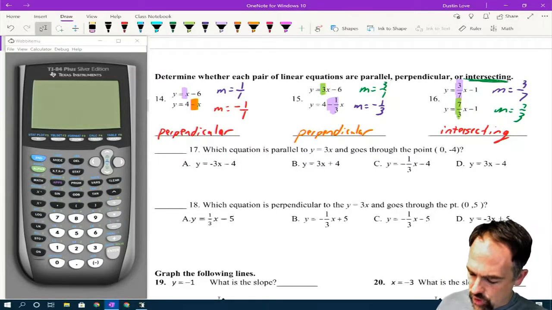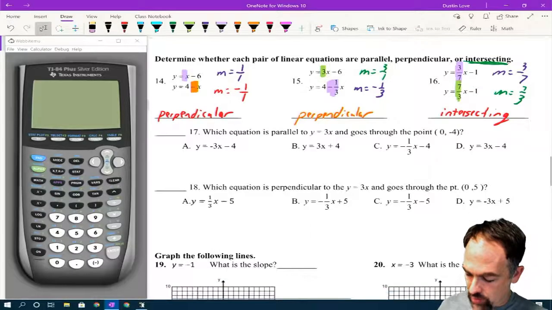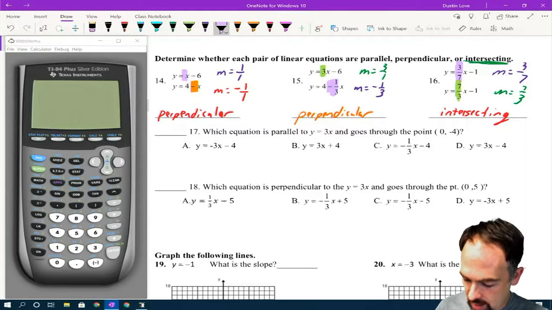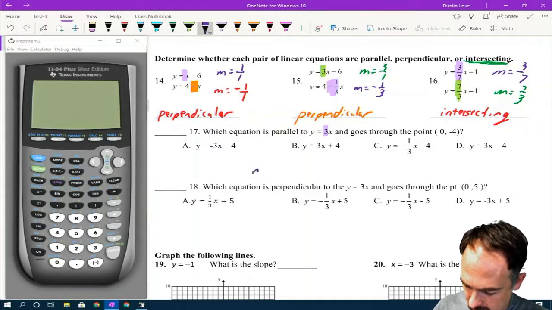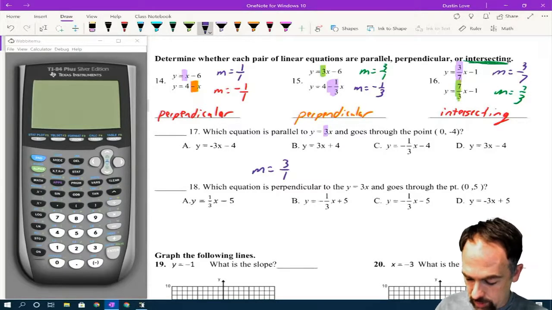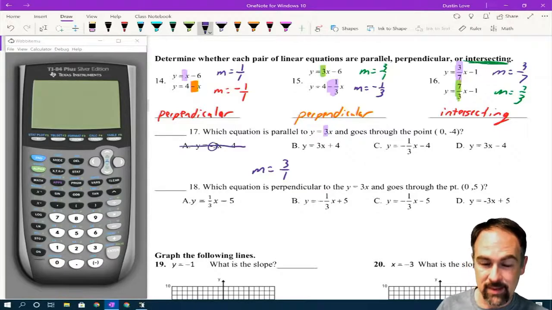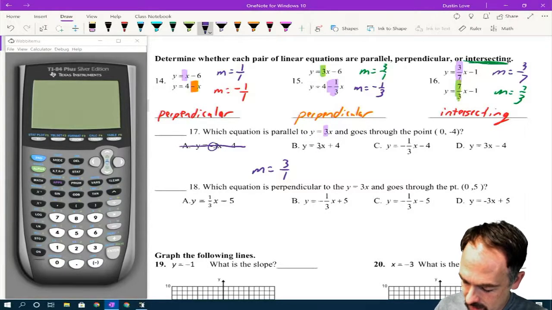Okay, 17. Which equation is parallel to y equals 3x? Now, I'm going to use process of elimination here because I have multiple choice. Now, if it's parallel to, that means my slope has to equal positive 3 over 1. So let's go through here and look at them. A has got a negative 3. That means it can't be it. The slope has to be 3. Here I've got positive 3. That's good. Here I've got negative 1/3. Well, that's not 3.